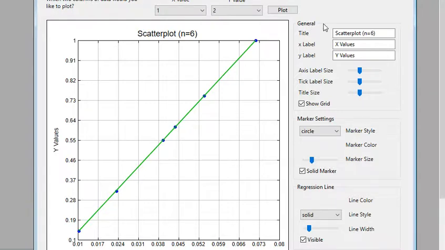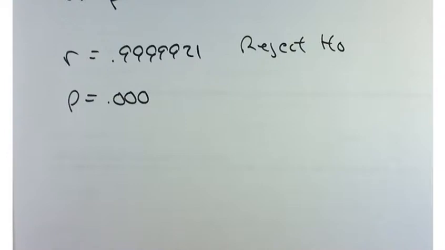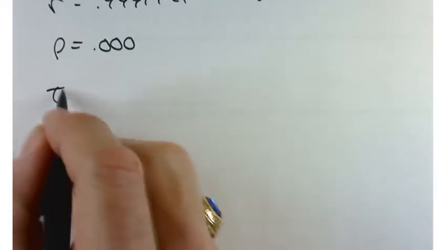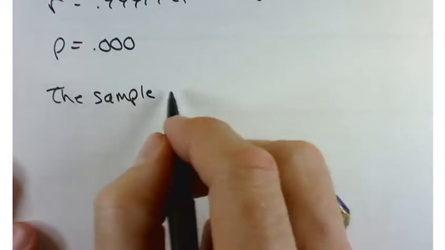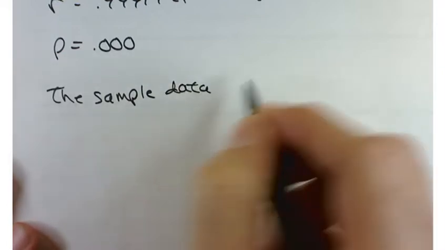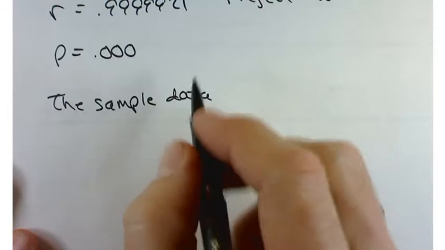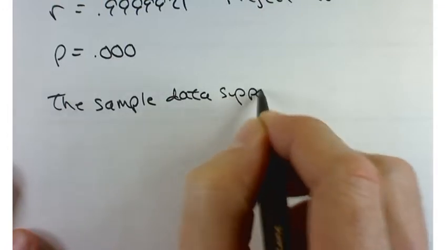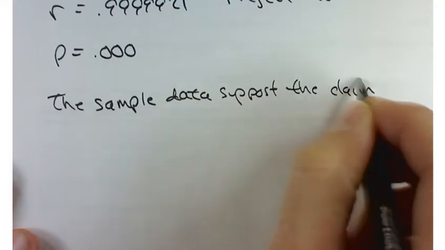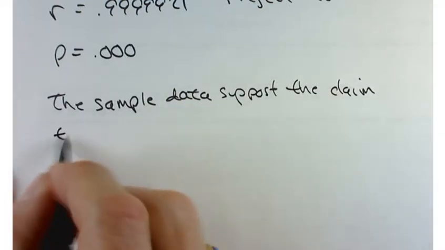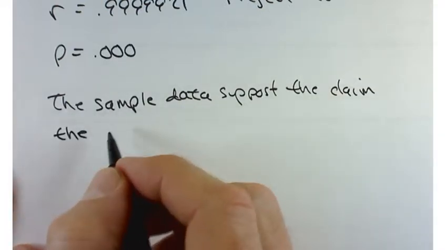So, last but not least, let's put our expressions into words. The sample data support the claim that there is a linear relationship between redshift and distance.